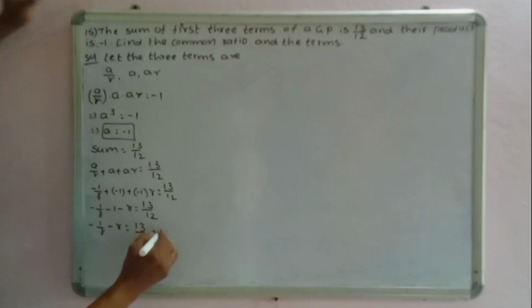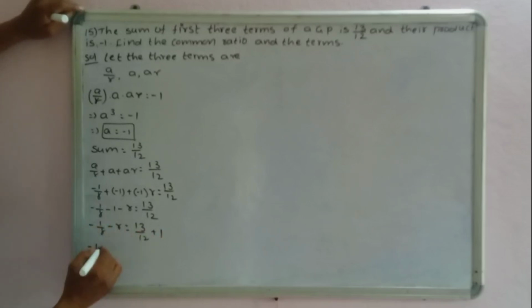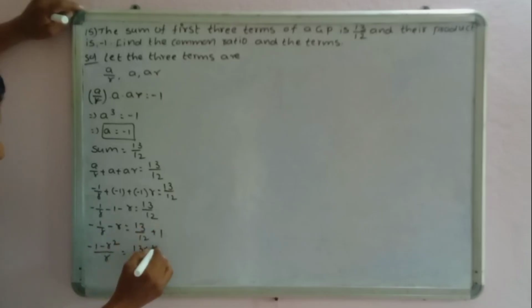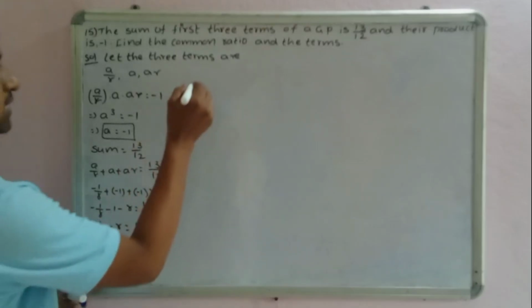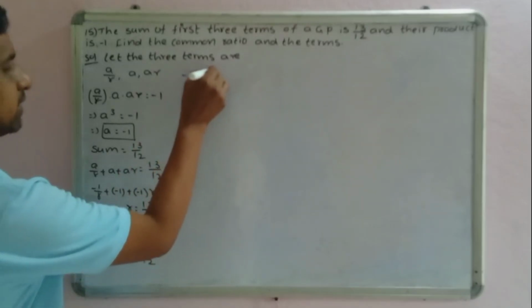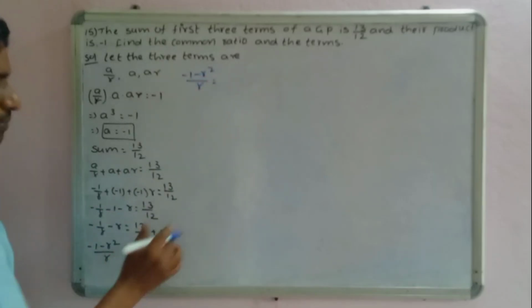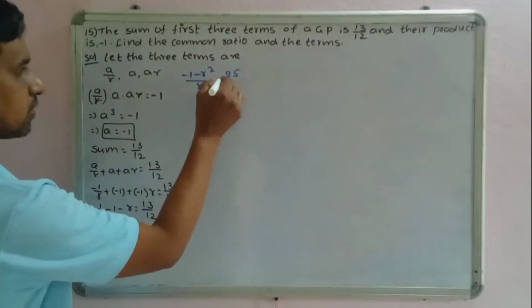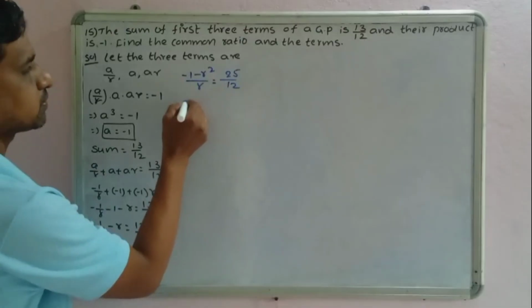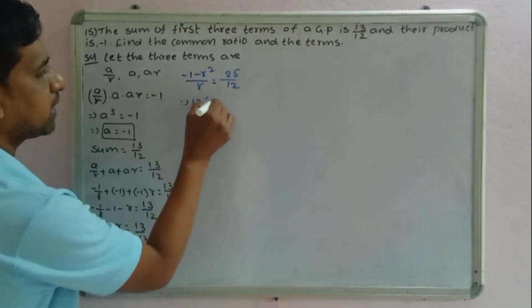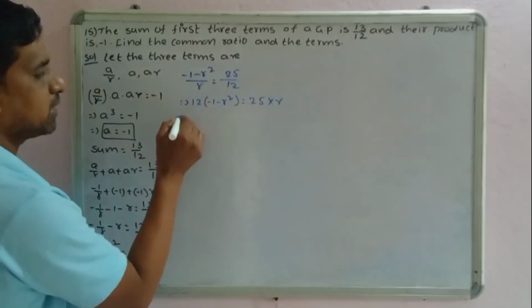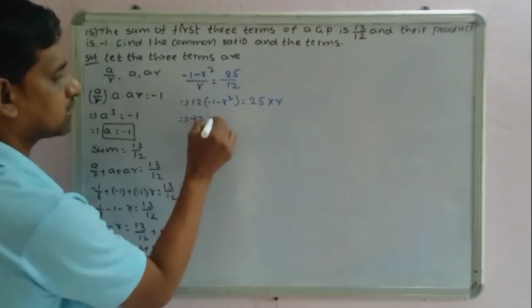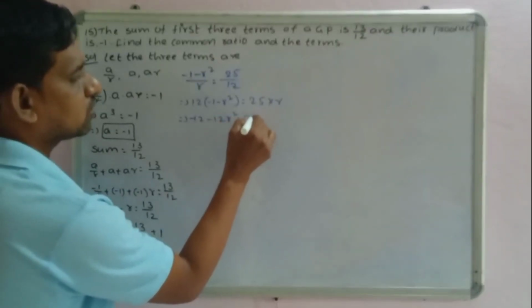This minus, transpose to the right side as +1. So -1 minus r square by r equals 13 plus 12 times 1, which is 12, by 12. That equals -1 minus r square by r equals 13 plus 12 is 25 by 12. Okay, do cross multiplication. So 12 into (-1 minus r square) equals 25 into r. So 12 into -1 is -12, 12 into minus r square is -12 r square, equals 25 r.